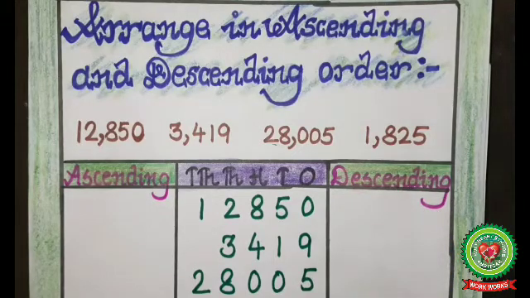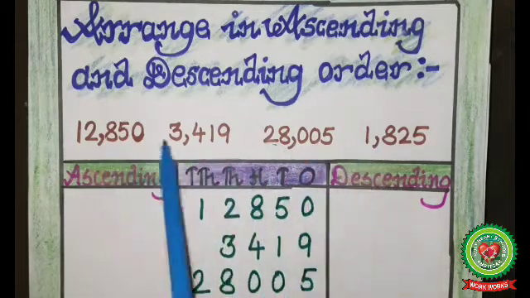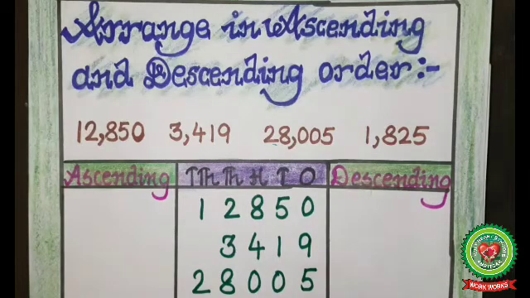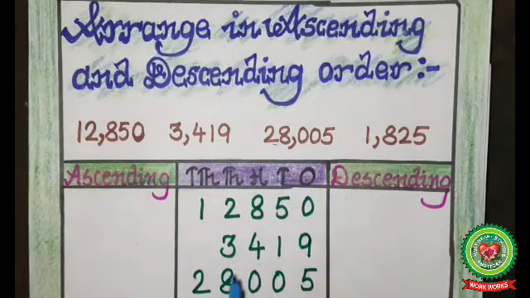Descending order means when a set of given numbers is arranged from the greatest to the smallest, then they are said to be in descending order. For descending order, we will arrange these numbers from greatest to the smallest. First of all, let's arrange the numbers.